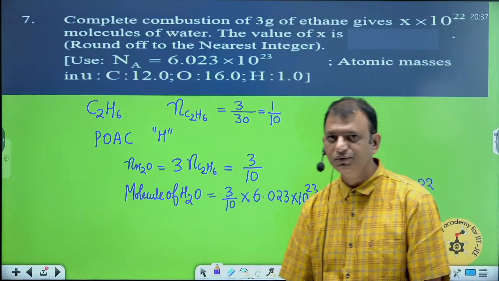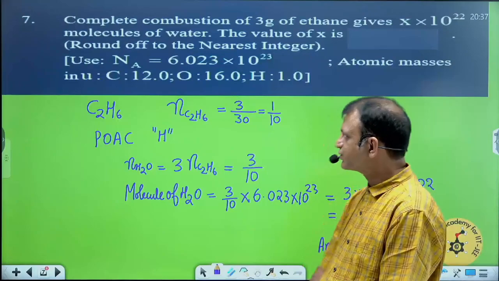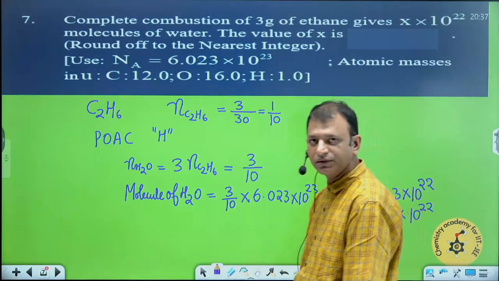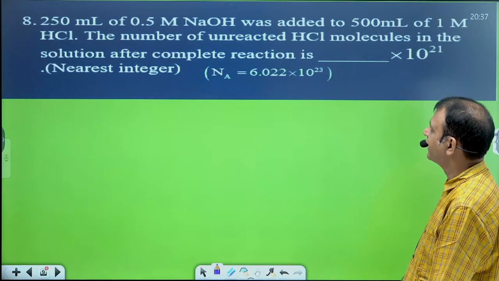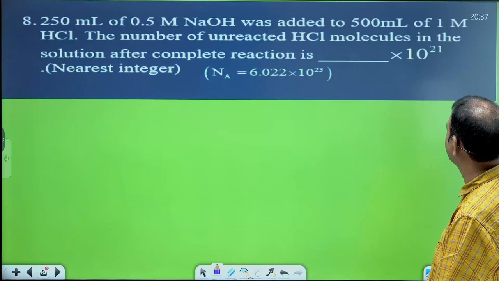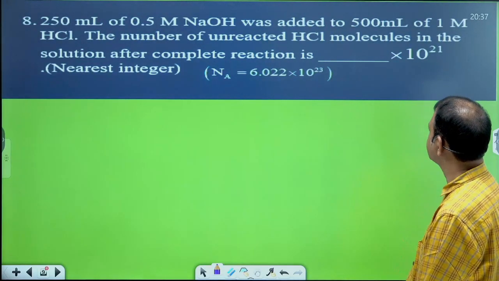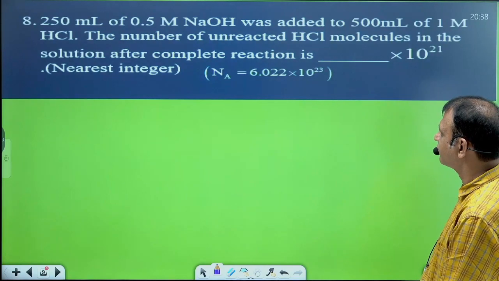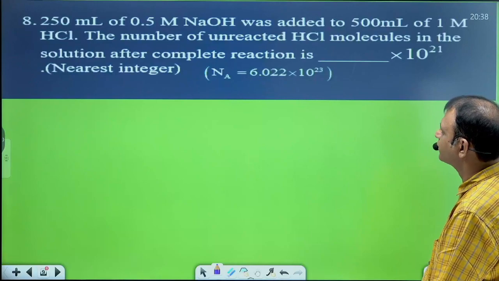So it's a simple question based on the principle of atom conservation. Let us solve the next problem. Problem number 8. 250 ml of 0.5 M NaOH was added to 500 ml of 1 molar HCl. The number of unreacted HCl molecules in the solution after complete reaction is dash into 10 to the power 21.